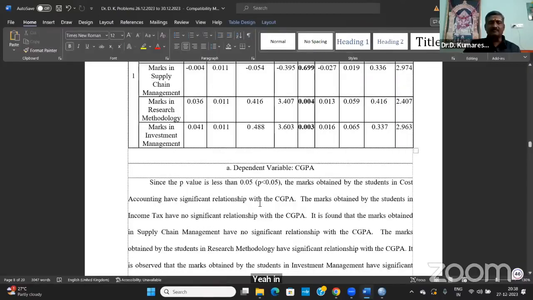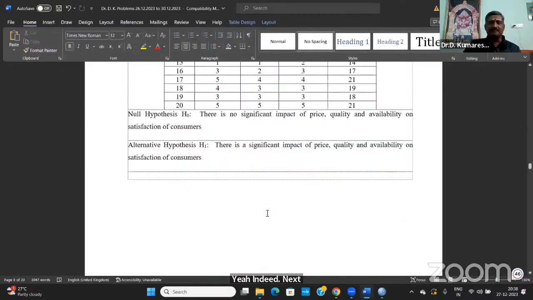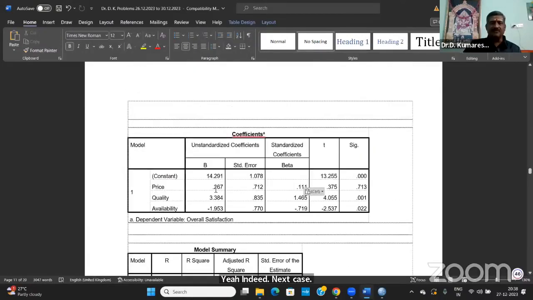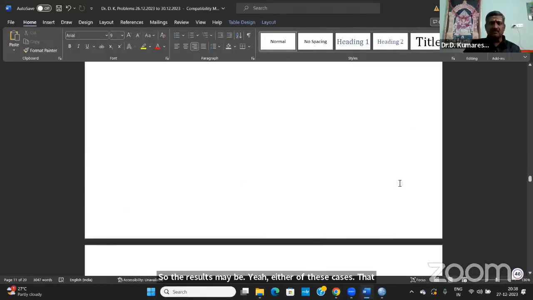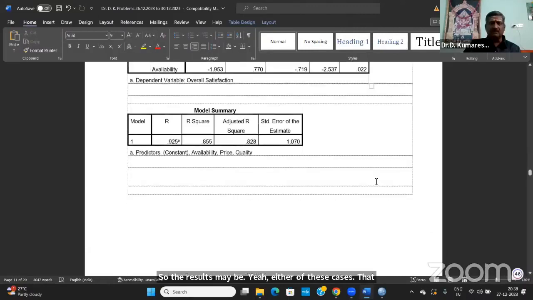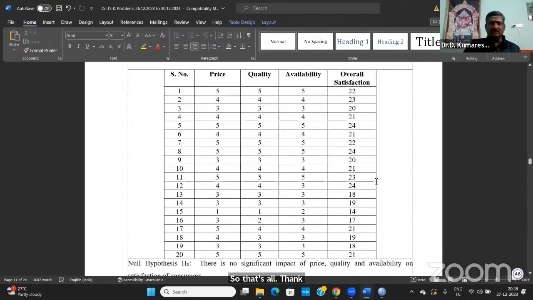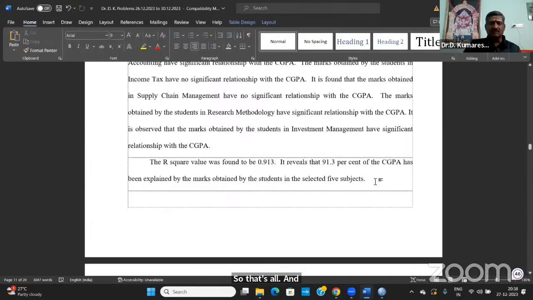In the next case, we may find positive but not significant impact, positive and significant impact, negative but significant. So the results may be any of these cases. That is what we have to test. So that's all about regression, simple regression and multiple regression.